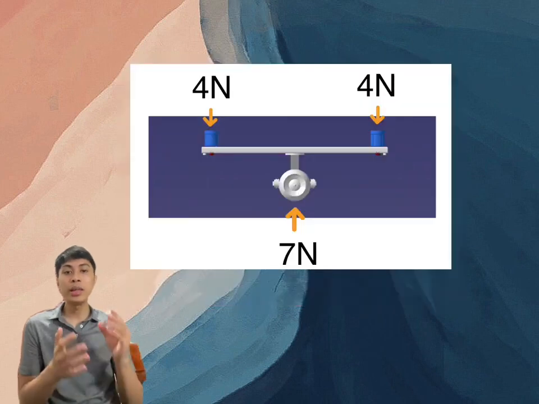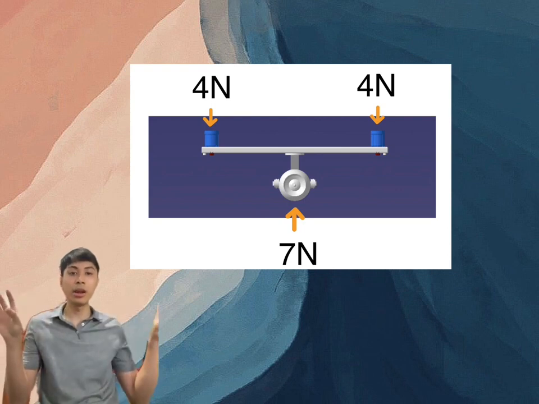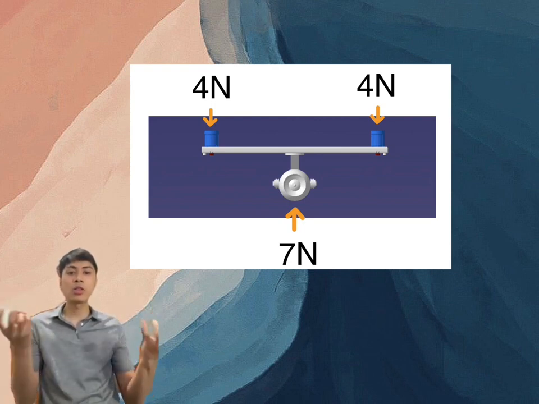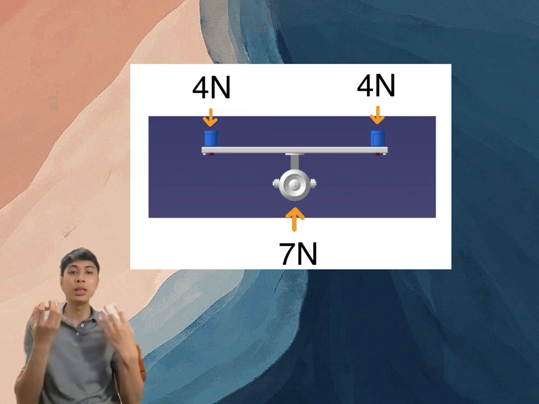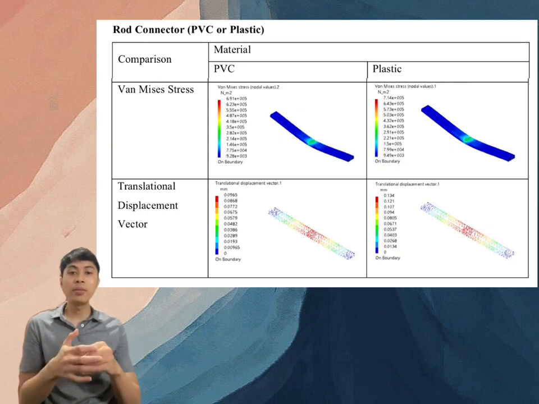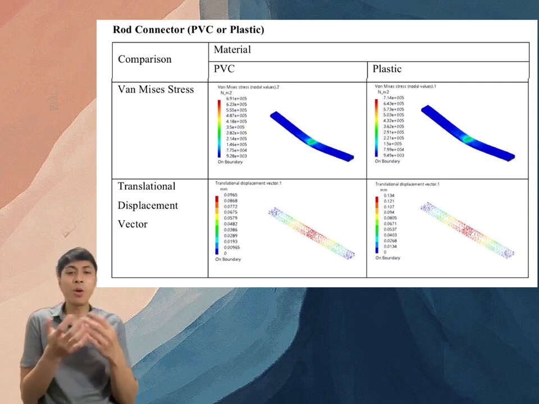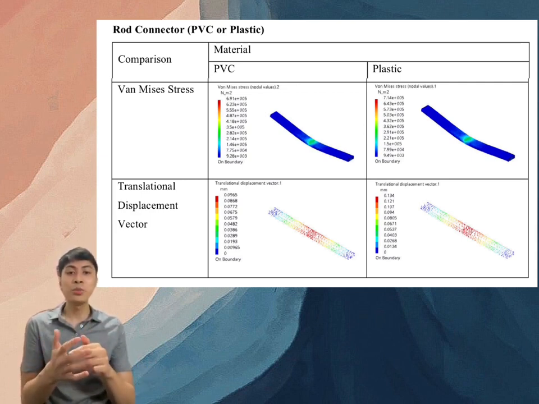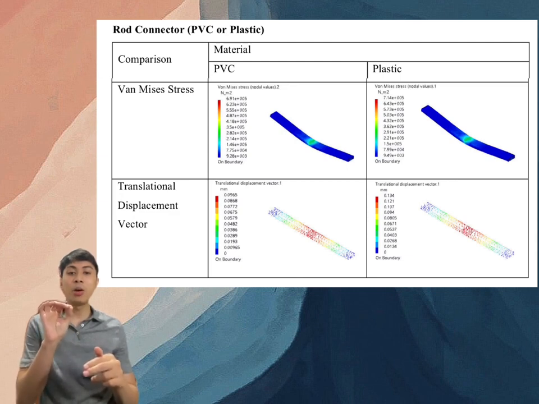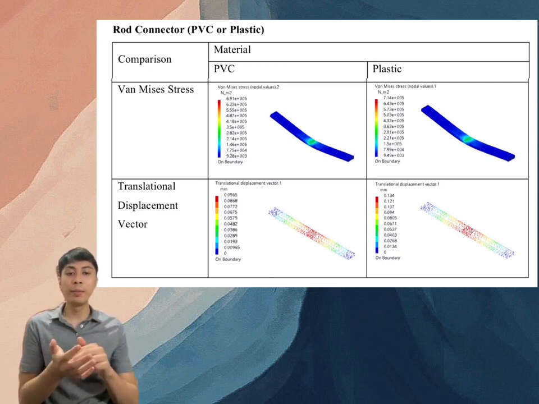The cumulative load obtained here is 7 Newton at the mixed section, while 4 Newton at both sides section, where both materials can actually support the load without exceeding the maximum yield point. But then we compare again, and we observe that the translational displacement vector for PVC is much lower than plastic. The maximum value for PVC is only 0.0965 mm, while the plastic is only 0.134 mm. This means that this component will be hard to bend.